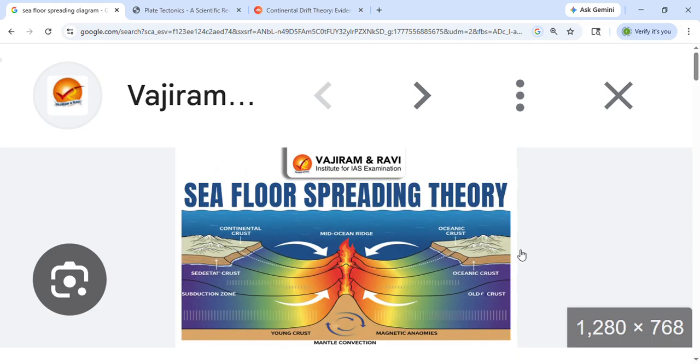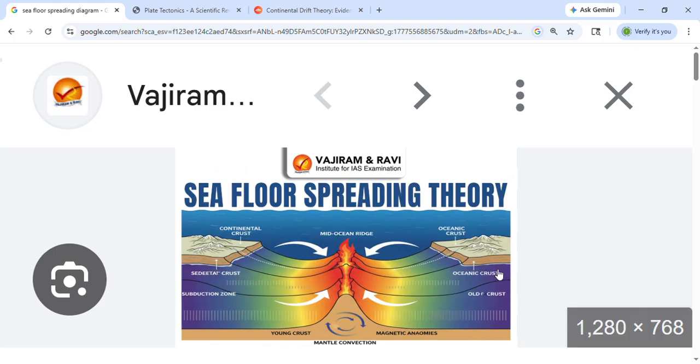Next question: if the seafloor is spreading, why isn't the Earth's total size increasing? We can answer like this: while the new crust is created at the ridges, the old crust is simultaneously being consumed or destroyed at the oceanic trenches through a process called subduction. For example, it works like a treadmill where the belt comes out from one end and disappears into the other.